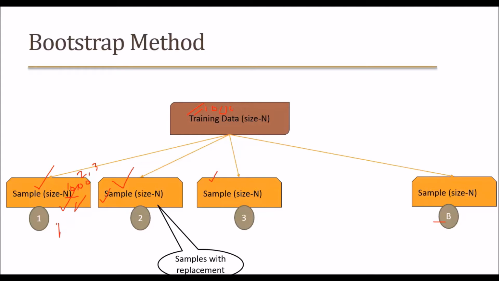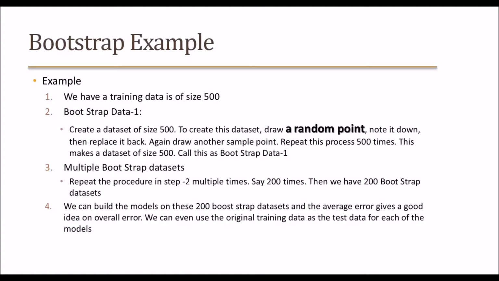So like that we pick B bootstrap samples. On each of them we can build the models. It is a very calculation-intensive process, but at the end of this, we will get the true training error, the true testing error, and the true accuracy of the model that we are building.